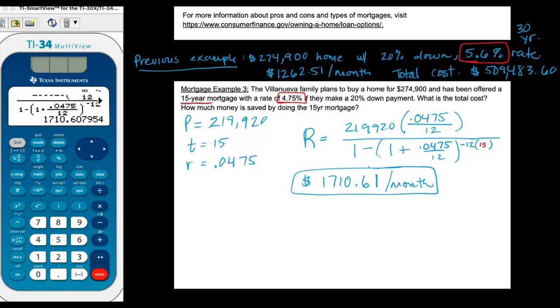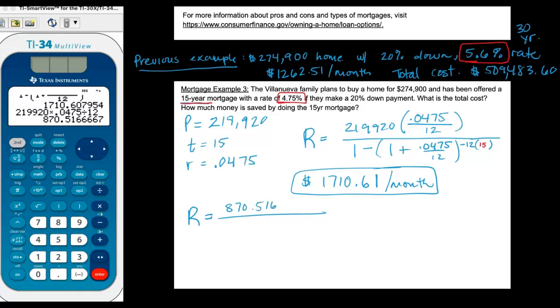Feel free to fast forward if you have this type of calculator and you've got it. But if not, if you don't have a fraction button, you could just type 219,920 times 0.0475 divided by 12. So just use the divided by sign where you see that fraction. And then you write down the numerator.